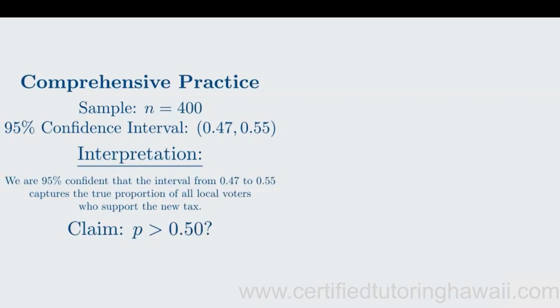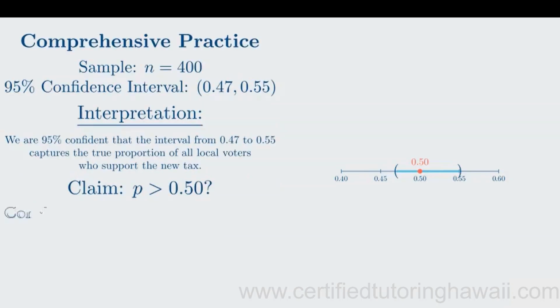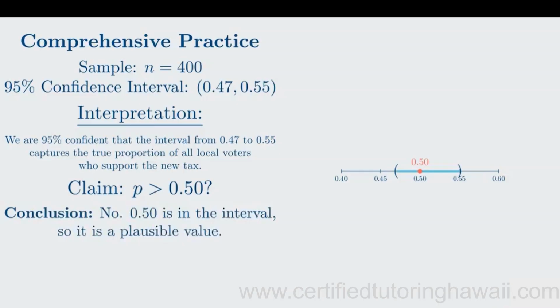Next, let's use this to evaluate the station's claim. Does this interval provide convincing evidence that a majority, meaning more than 50%, support the tax? Look closely at the interval. It includes values like 0.48 and 0.49. Since 0.50 is inside the range of plausible values, we do not have convincing evidence that the true proportion is strictly greater than 0.50. No, the claim is not supported, because 0.50 is contained within the interval 0.47 to 0.55, making it a plausible value for the population proportion.